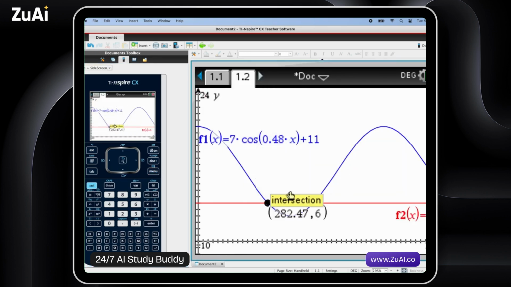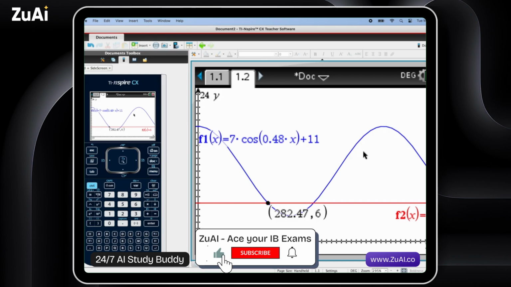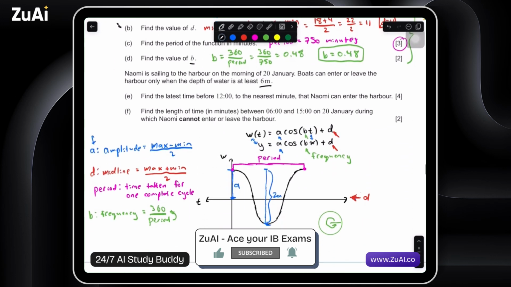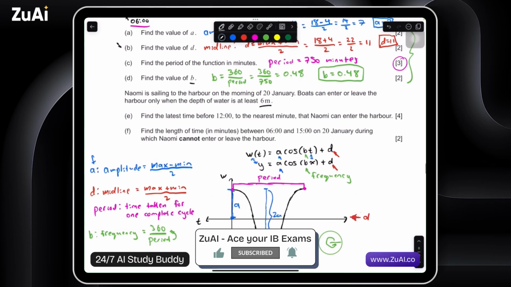And here we go, 282.47. So after 282 minutes and 47th of a minute, not 47 seconds, but 47th of a minute, that's when the water first reaches a depth of 6 meters, and then it's going to fall below that. Okay, so let's go back to the document for a sec.